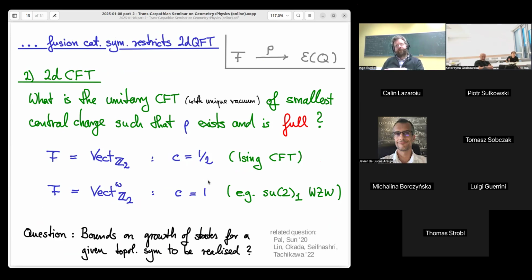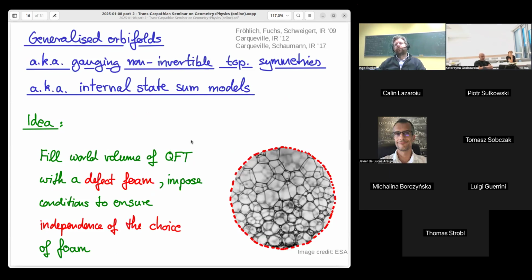And now I want to come to the part which hopefully answers an earlier question, which is how can you gauge such topological symmetries? This goes by 3 different names. One is generalized orbifolds because it generalized orbifolding by a group symmetry. Closely related is gauging because orbifolding is a version of gauging a discrete symmetry. And if you come from a TFT background, there's a third name, which is an internal state sum model, which is also very natural.